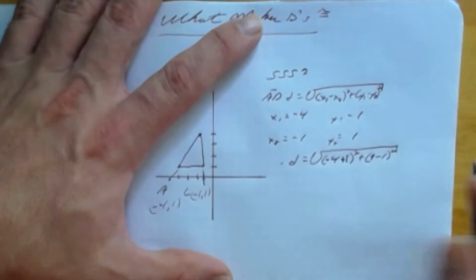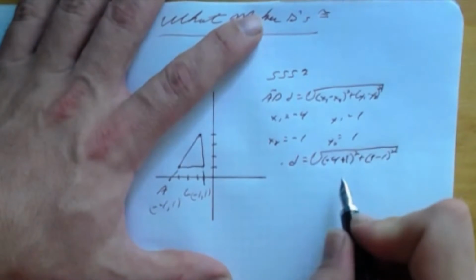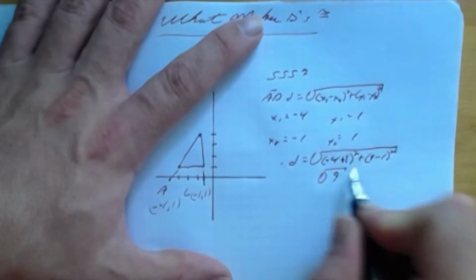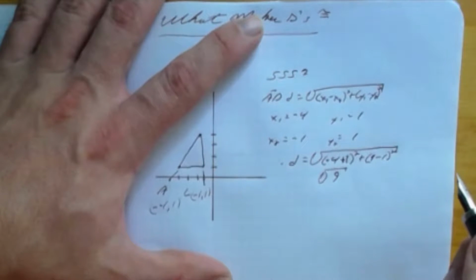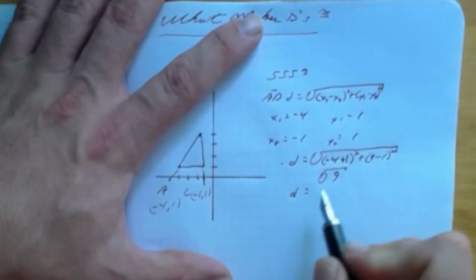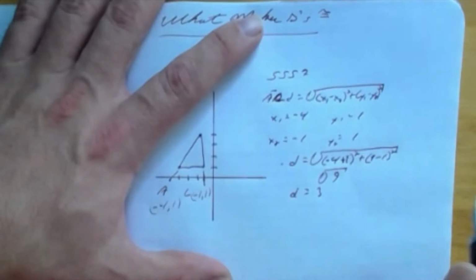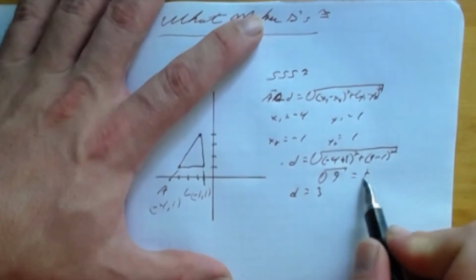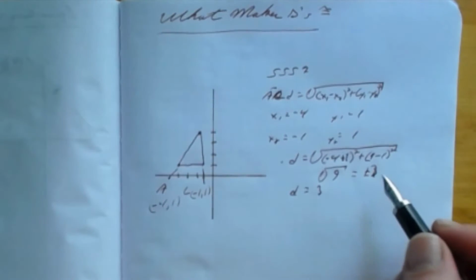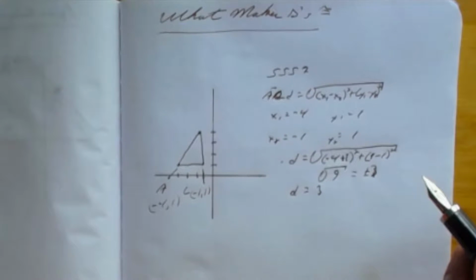So now I'm going to just simply calculate some values. -4 plus 1 is -3, and -3 squared is 9, plus 1 minus 1 is 0, so I'm left with the distance being the square root of 9. That means that my distance from A to C is 3. Now we know that the square root of 9 is plus or minus 3, but there is no negative distance, so we're going to leave that as its positive distance, 3 units. That's how long that side is.